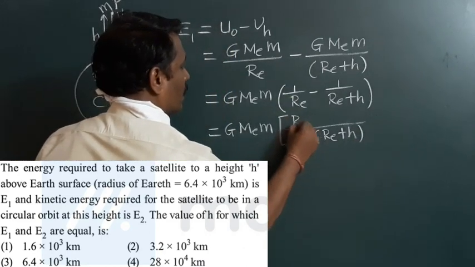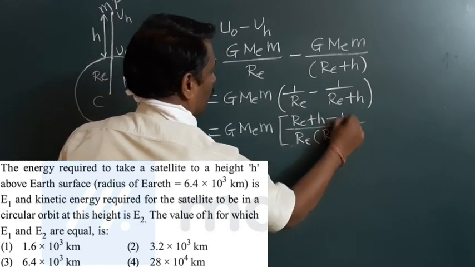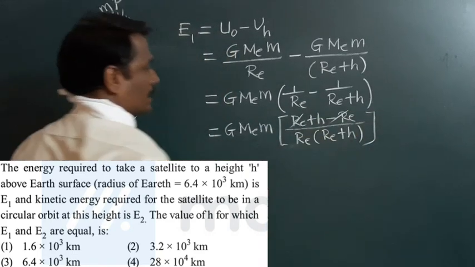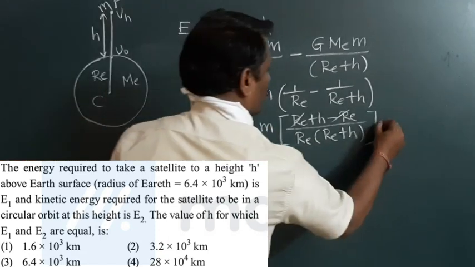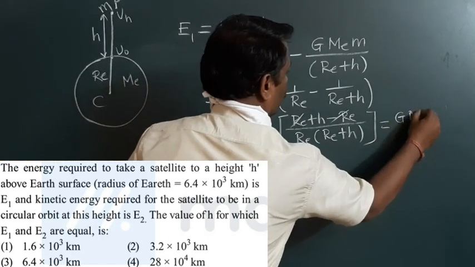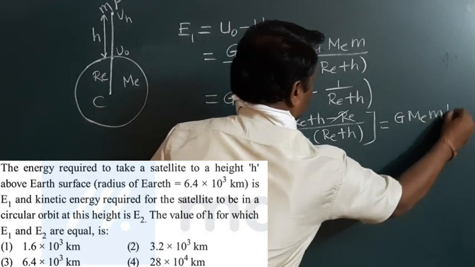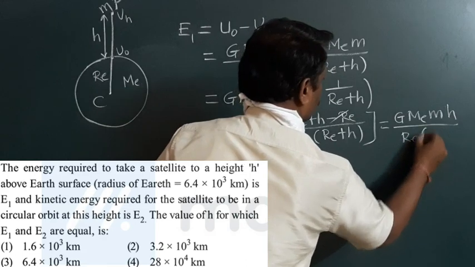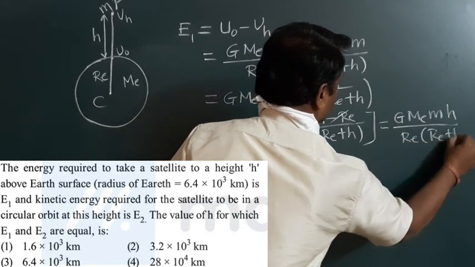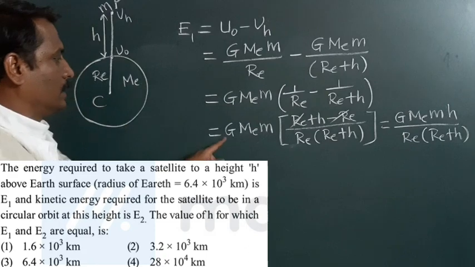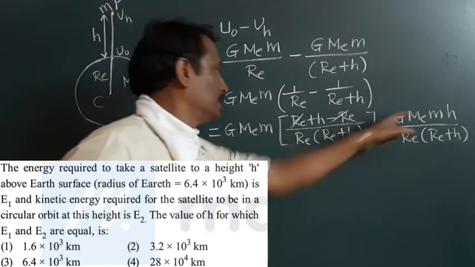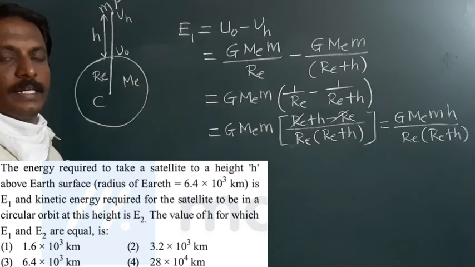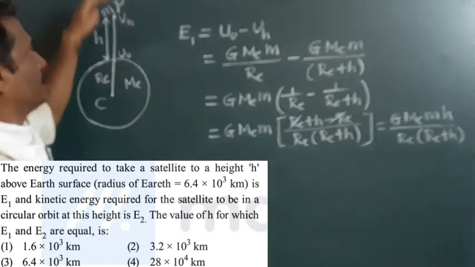Then here we get RE plus H minus RE. Now here plus RE minus RE gets cancelled. Then we can write G MEM H divided by RE into RE plus H. Okay, G MEM into H divided by RE into RE plus H. So this is the work done in taking the planet from the surface to height h.